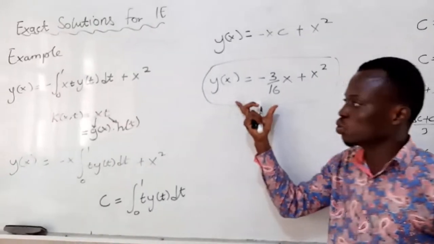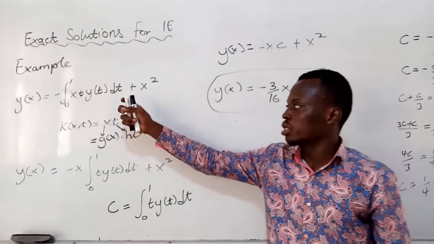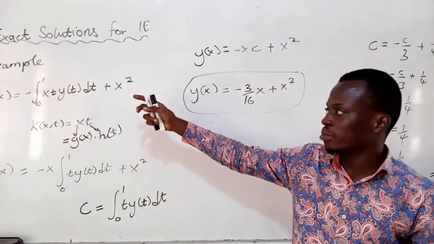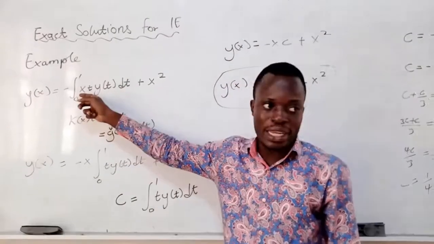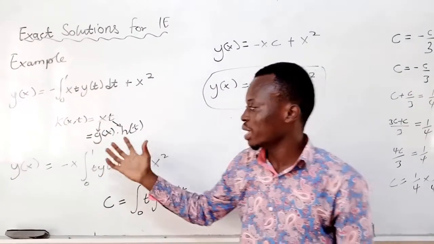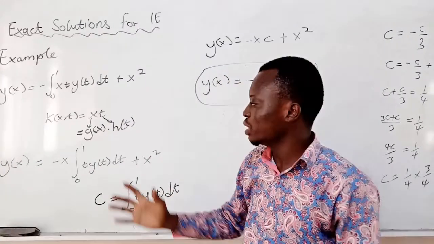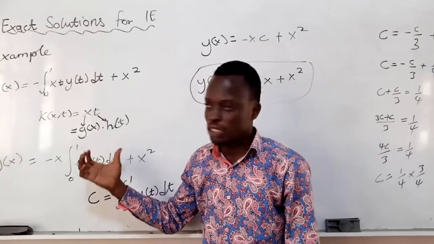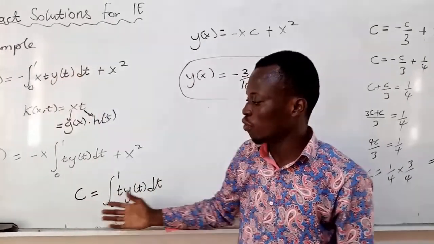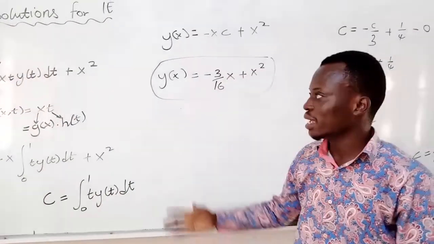That is the exact solution to this integral equation by using the exact method. By first checking that the kernel is separable, that means you can separate the kernel into two different functions which depend on only s and only t. Then substitute them into the equation and solve for the c. So this is the end of this video.